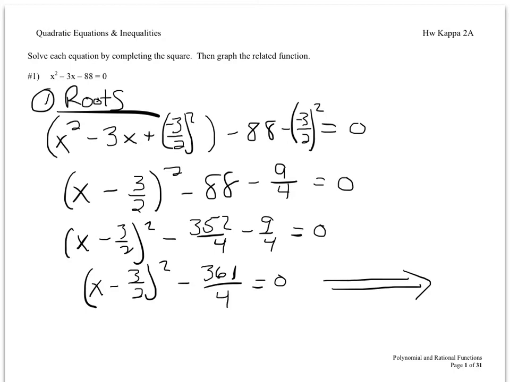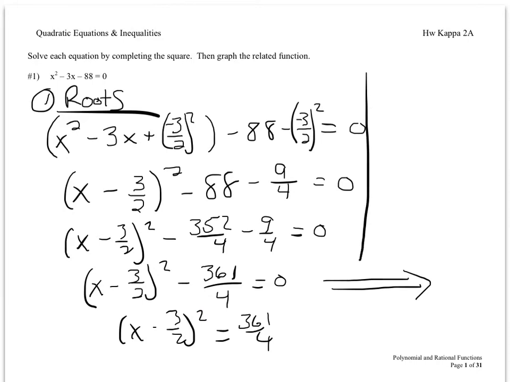So we continue. We're trying to get x by itself to find the roots. So to get rid of the subtract monster here, 361 over 4, we're going to add 361 over 4 to both sides. And then to try to get x by itself further, we want to get rid of the squared, so we square root both sides. If we do that, we're going to get x minus 3 halves equals the square root of 361.